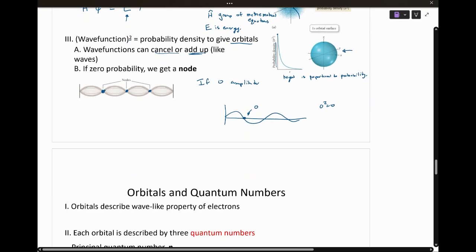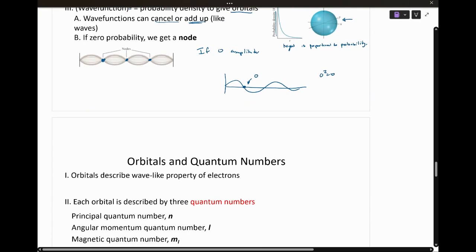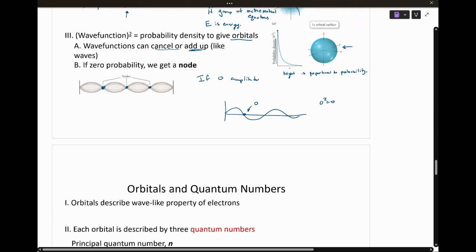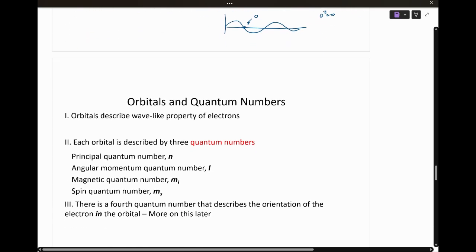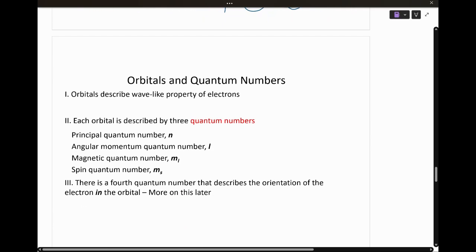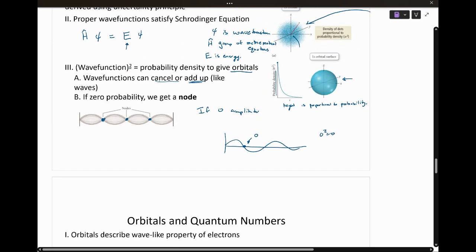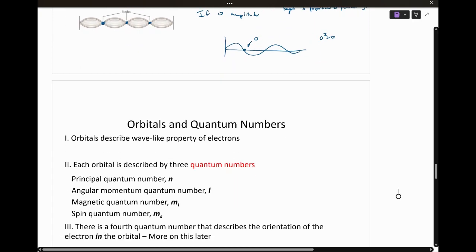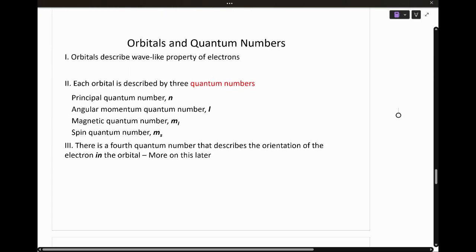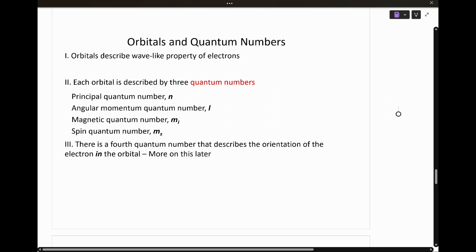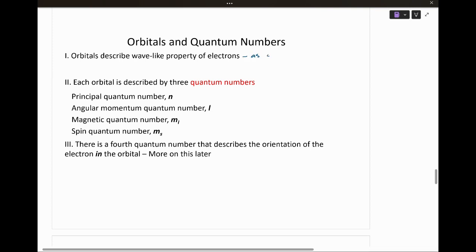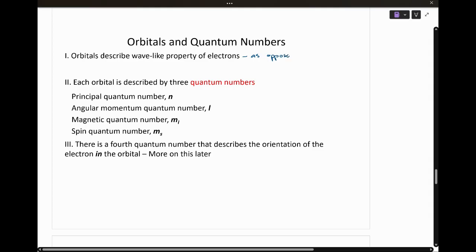And before we go there, what we're going to do is talk about what the wave function tells us about the electron. Okay? And so these orbitals that we can generate, this sphere for the s orbital, and the wave functions themselves describe the wave-like properties of electrons. And this is as opposed to the orbits from the Bohr model.